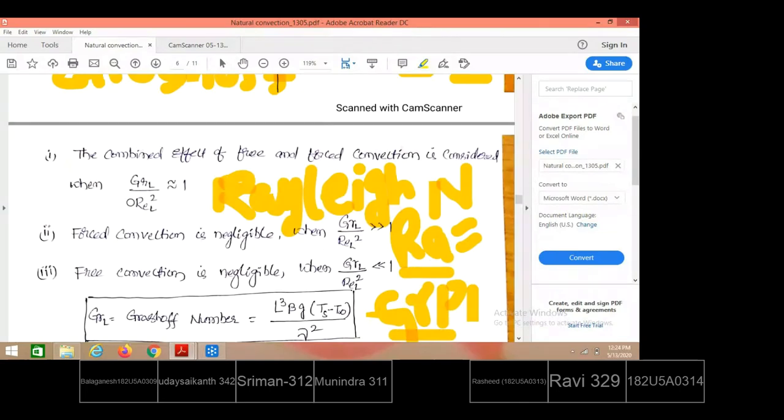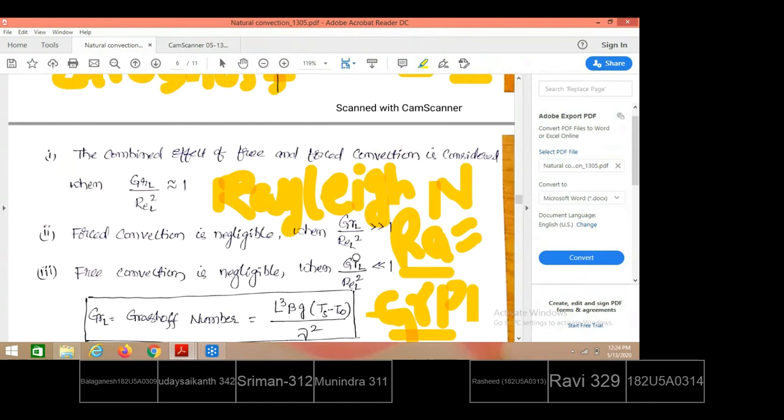Based on the comparison of the Grashof number and the Reynolds number, we have seen that the Reynolds number is for forced convection and the Grashof number is for natural convection. Suppose the ratio of the Grashof number to the Reynolds number squared equals 1. What does that mean? Grashof number equals Reynolds number squared. It means that equal effects are felt from natural convection as well as forced convection on the fluid momentum. That means natural convection and forced convection play equal roles when Gr by Re squared equals 1.